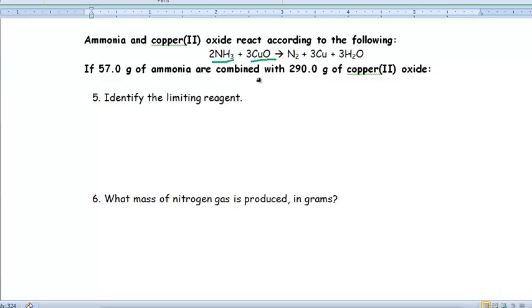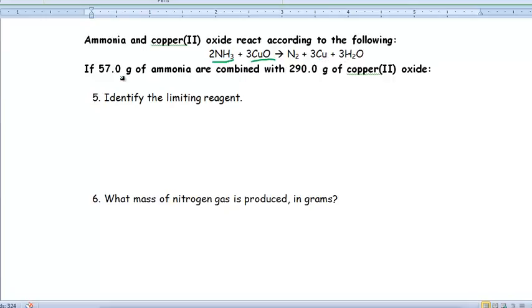All right, so if I'm just trying to connect this to previous problems, when we do a simple mass to mass problem, I would only give you the mass of one of these reactants, and we would assume that we have an excess amount of the other, and then I would ask you, hey, how much nitrogen could we make, or how much elemental copper could be made.